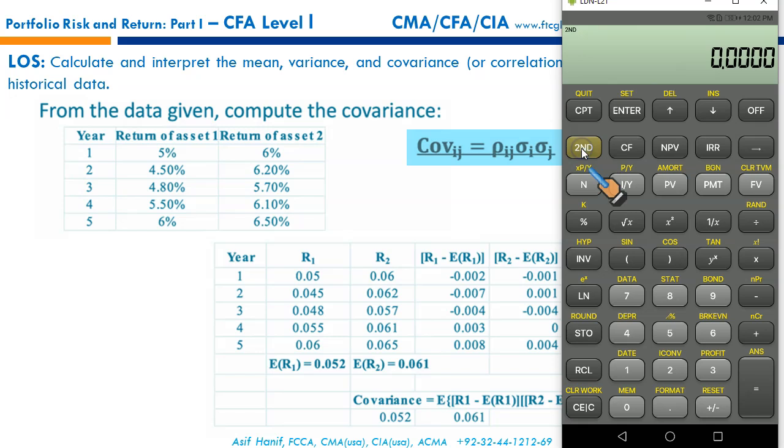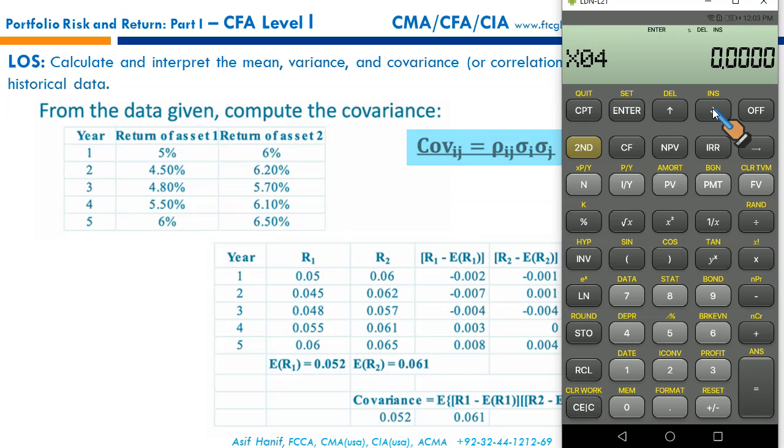Okay, press second data. Now you are in data entry mode. Enter the first pair of data, 5 and 6. 5, down, enter. For Y it's going to be 6. Enter. The second pair of data is 4.5. Enter. Down arrow key. In that case, the pair Y has 6.2. Enter. Down arrow key. Then we have 4.8 for X and 5.7 for Y.